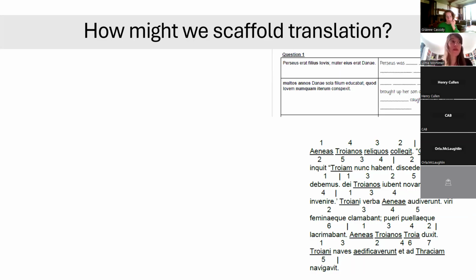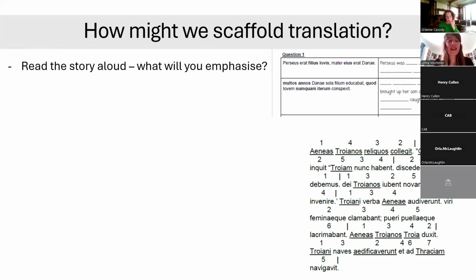Translation is the one I think most people are a bit daunted by. Translation, super complex task. How can we scaffold it? There's lots of different ways we can do that. I mean, these aren't exhaustive. These are just the first ones that came to my head.